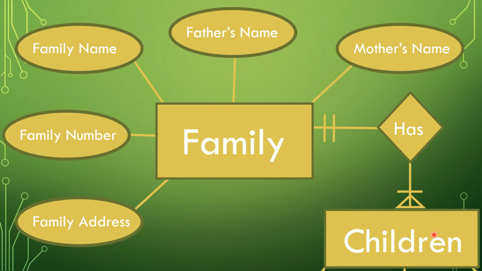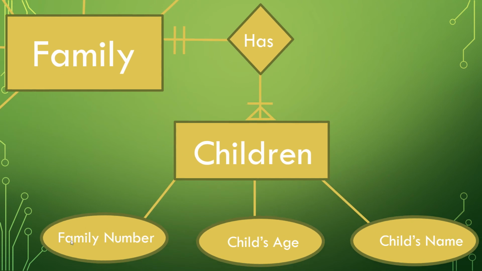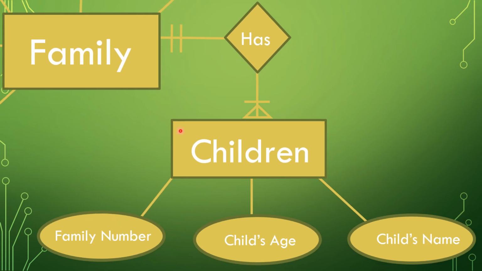The entity type children is the weak entity. Thus, an identifying relationship exists between children and family. The primary key family number is used as part of the primary key of the children entity. As you can see on this slide, we represent all the topics that we have discussed.